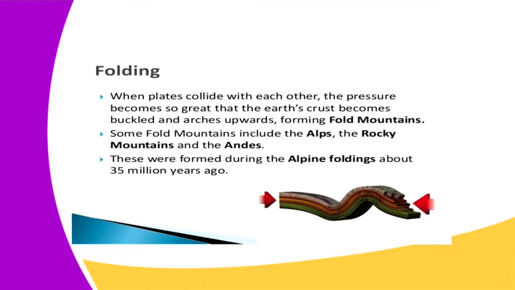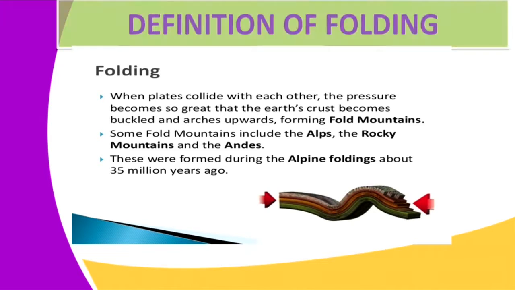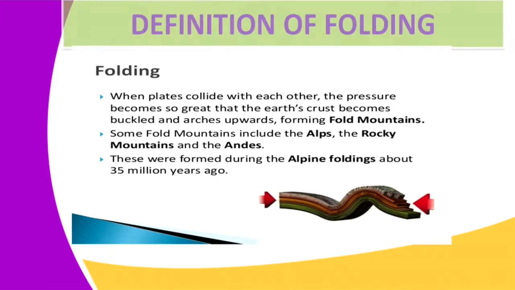Some fold mountains include the Alps, the Rocky Mountains, and the Andes Mountains. These were formed during the Alpine foldings about 35 million years ago. Below is an image of folding. You see there is pressure in two different directions that is coming together. As a result of this pressure, we have the land bending or folding. So this is what we will call folding.